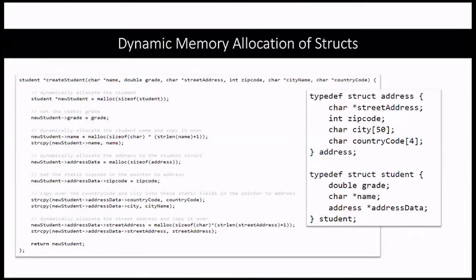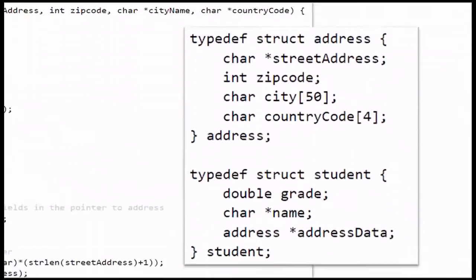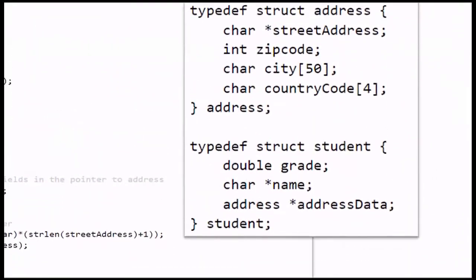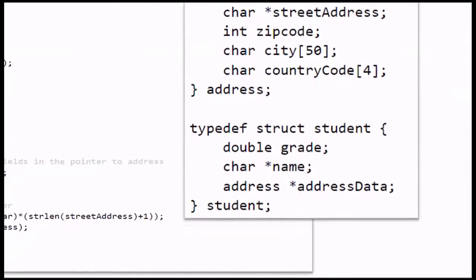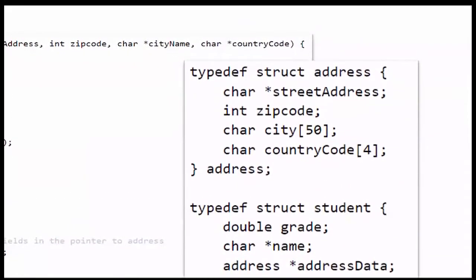So if you were to dynamically allocate a struct, I defined here a little bit more complicated of a struct. So we have a struct of a student, and it has a grade, a pointer to a character array, and a pointer to an address struct. And the address struct has a street address, so a pointer to a character array.